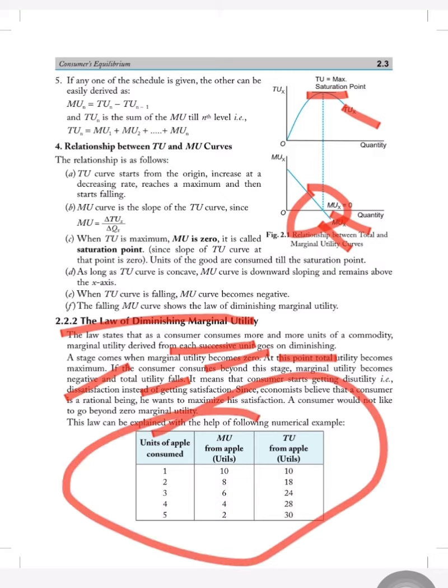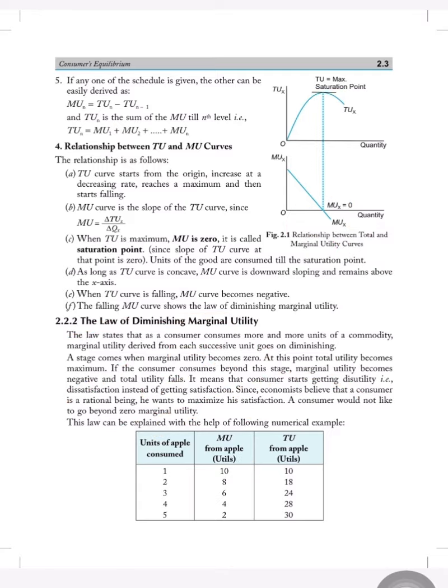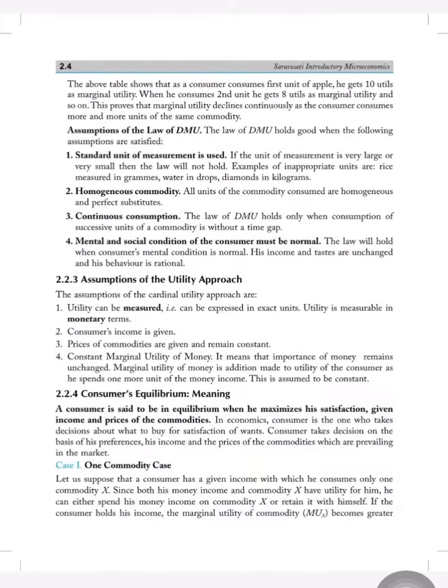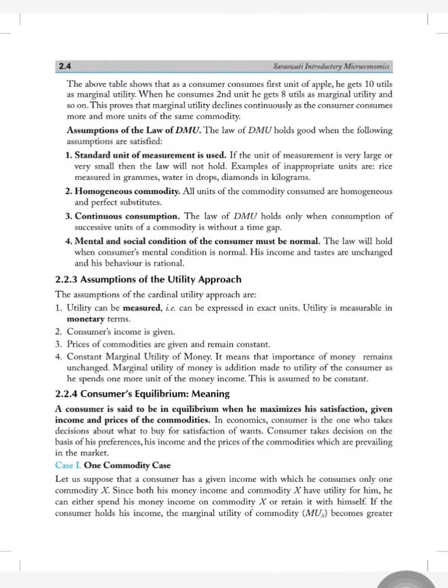Here you can see marginal utility is 10, total utility is 10. Marginal is 8, total is 18. Marginal is 6, total is 24. Marginal is 4, total is 28. Marginal is 2, total is 30. So this is the law of diminishing marginal utility. Marginal utility decreases from the beginning, and at a particular point of time it becomes 0, and after that it will be negative.